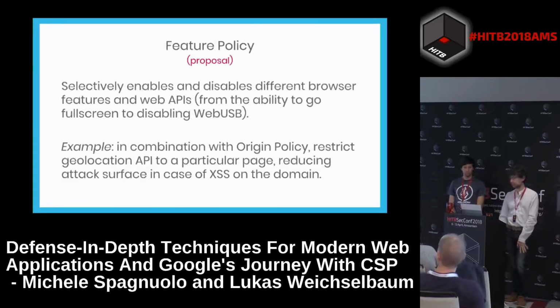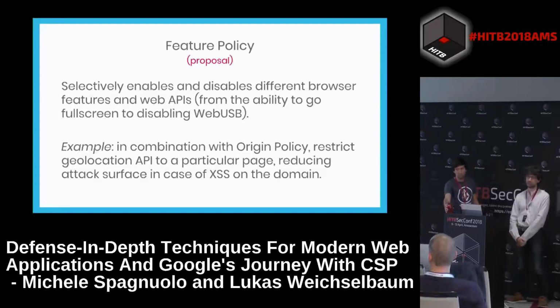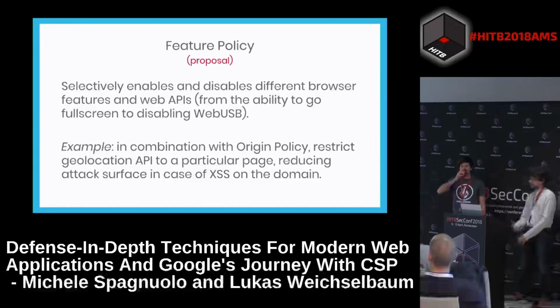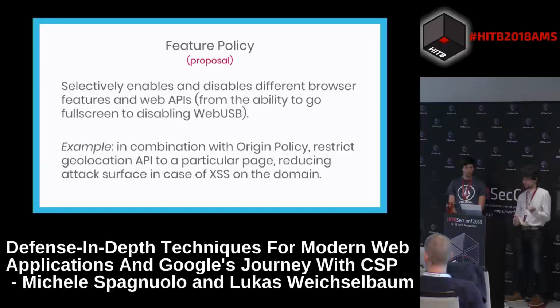Feature policy, which is also at a proposal stage, allows the web admin to selectively enable and disable different browser features and web APIs. So the idea is you can say, on my website, I don't want to allow browsers to go full screen. I want to disable WebUSB on these pages because I don't use it, and so on. An example is, in combination with origin policy, you can restrict the geolocation API, the one to get the location, to a particular page, thus reducing the attack surface in case of an XSS on the domain.